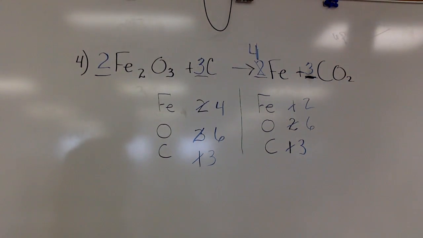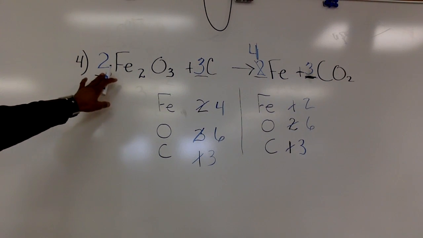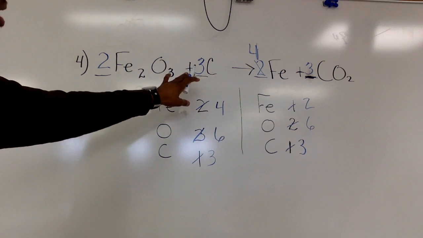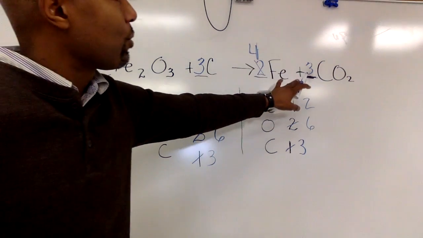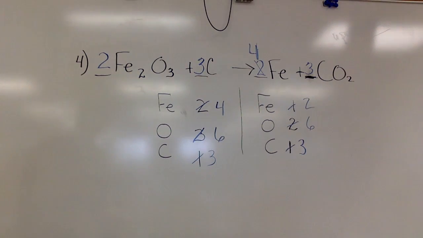Okay, and so that is my answer. In order to balance this equation, I put a 2 in front of iron oxide, a 3 in front of carbon, a 4 in front of iron, and a 3 in front of carbon dioxide. Okay, so that's how we would balance that equation.